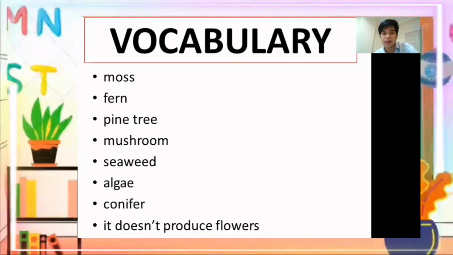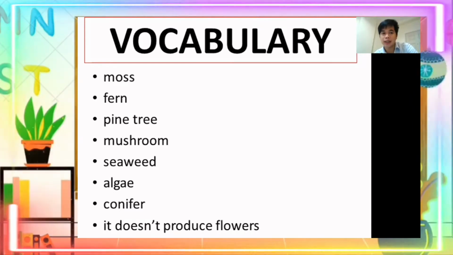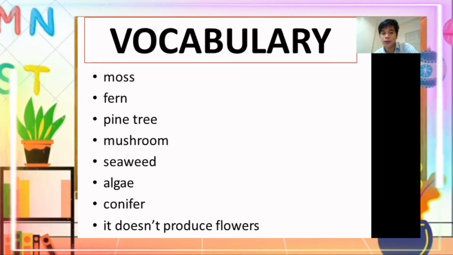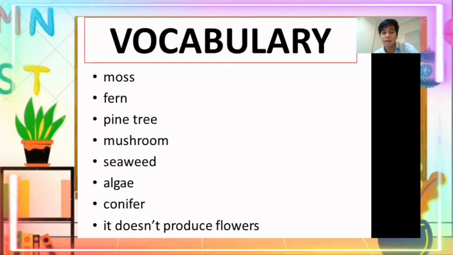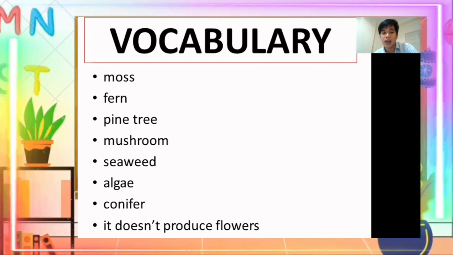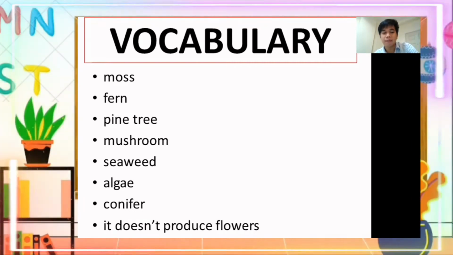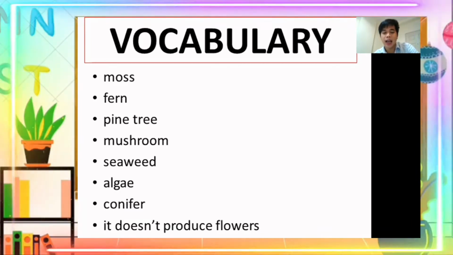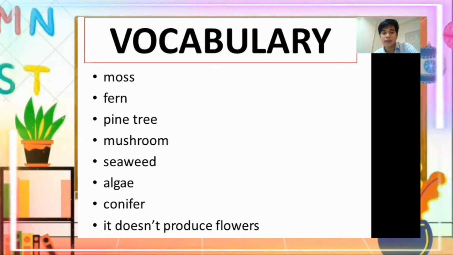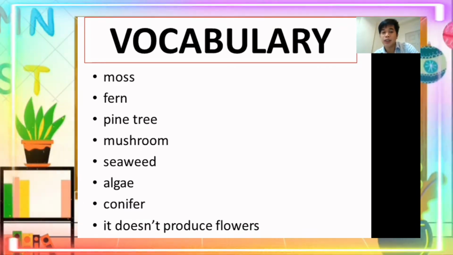Okay, let's read. Repeat after Teacher JM. Number one is moss. Second is fern. Next, pine tree. Next is mushroom. Next is seaweed. Next, algae. Next, conifer. Next is it doesn't produce flowers.